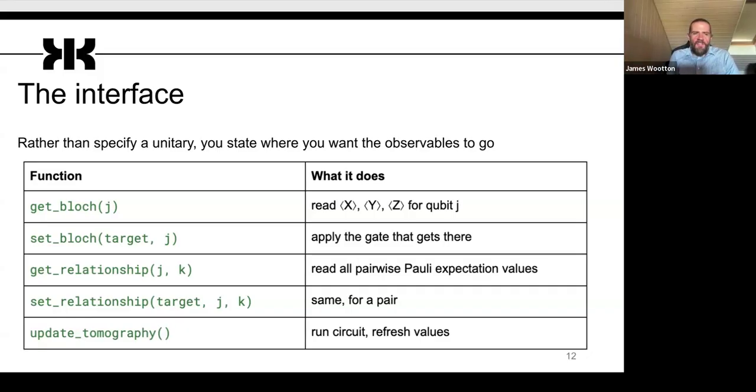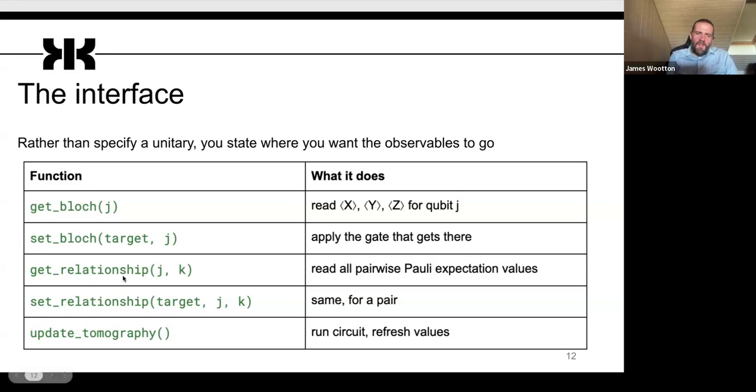So it's essentially a different way of conceptualizing quantum computing, a different language for quantum computing, in which you're looking at single and two qubit expectation variables as variables and giving commands by saying what you want them to change to, rather than thinking in terms of standard gates. But under the hood, it's all just standard gates.